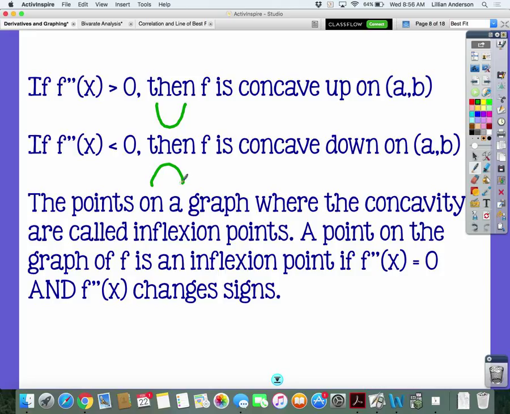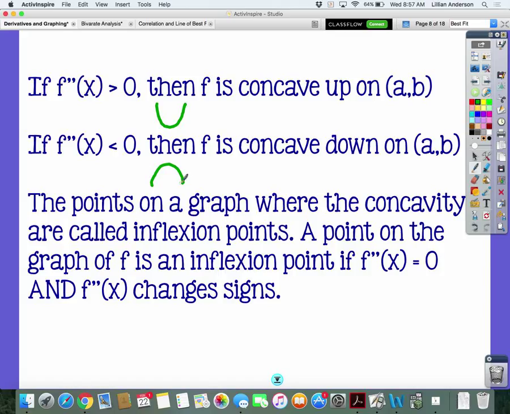Now the points on the graph where there is concavity are called inflection points. It is a point on the graph of the original function where it basically changes from concave up to concave down. That's what an inflection point is. And you'll know you have an inflection point if two things are true: the second derivative equals 0, and the second derivative changes signs around that number where the second derivative equals 0. Okay?